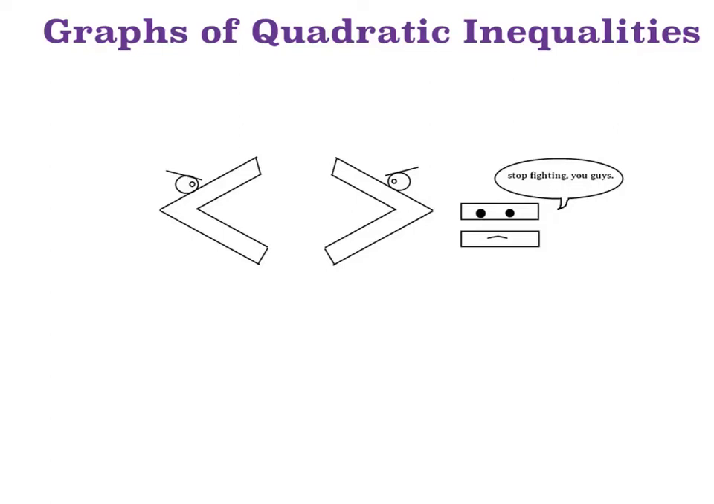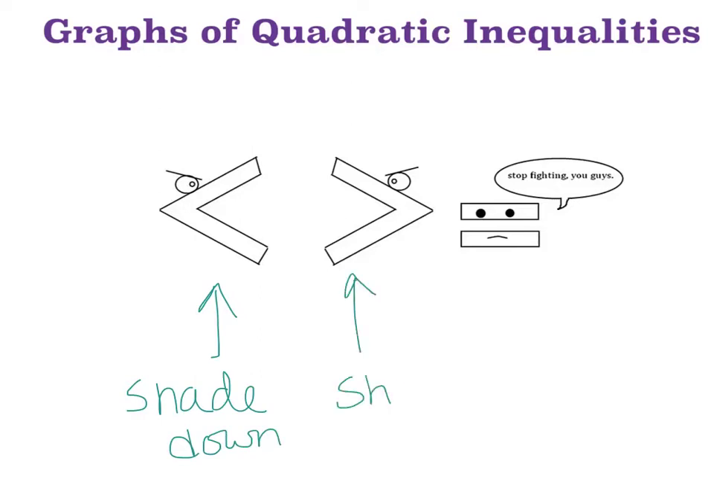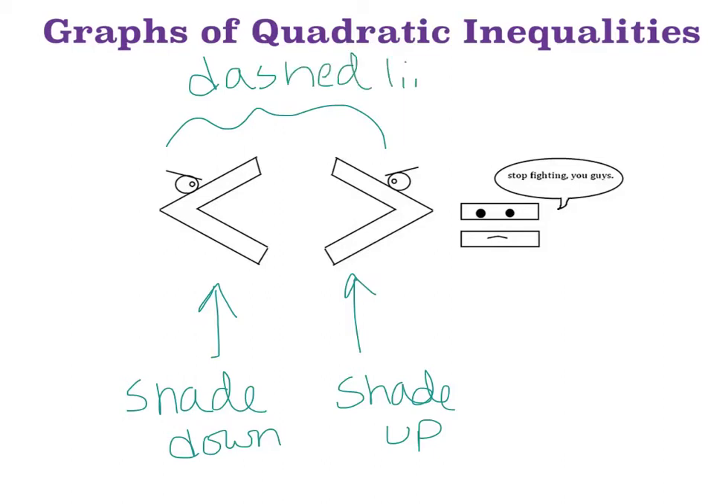So just as a quick review, when you've got this guy, that's a less than symbol, and we will shade down. When you have this one, it's a greater than symbol, you will shade up. If it looks like either of these two, you're going to be graphing it with a dashed line. And if it were greater than or equal to or less than or equal to, then you would be using a solid line.